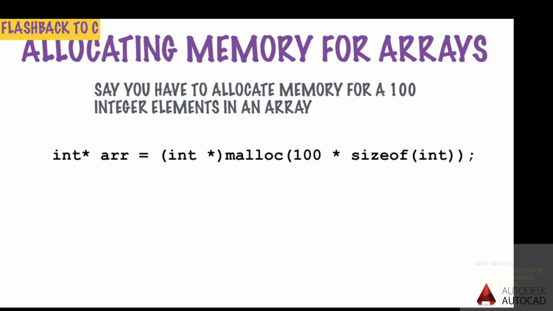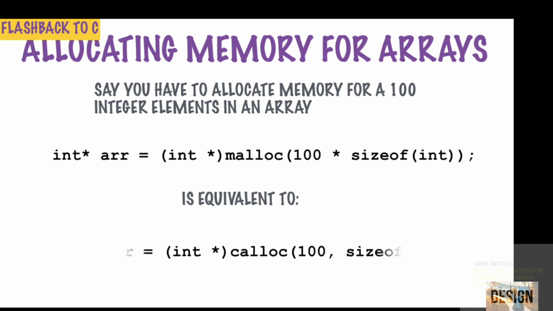So instead of doing something like what you see on screen, in this example, we use malloc, and basically get the total size of the array that we want to allocate, which is 100 multiplied by the size of integer. That's an array to hold 100 integers. Instead of that, we could have simply used calloc and specified that we want 100 elements and each element is the size of an integer. It's just a cleaner way of memory allocation for an array.